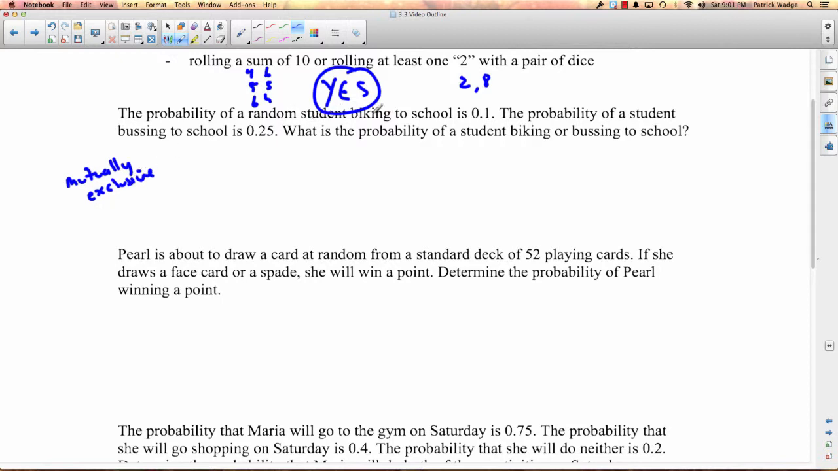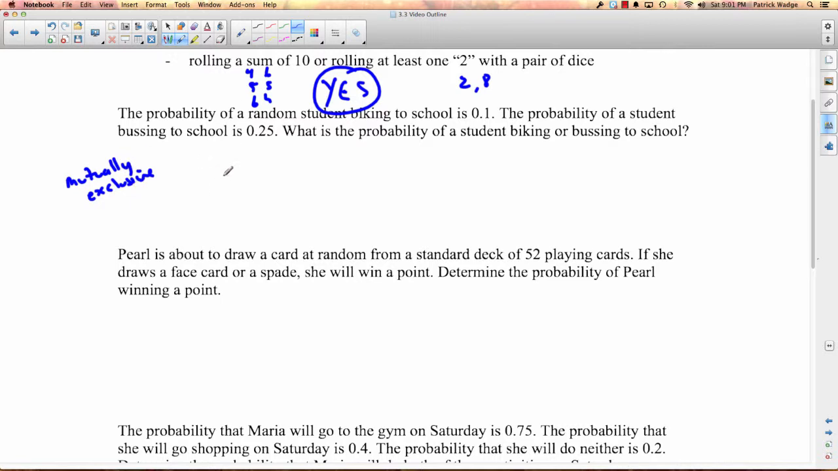And I know we could probably argue about this, but let's just be kind of reasonable about it. If someone's biking to school, are they also busing to school? I know you could say, yeah, some people throw their bike on the bus and then pick it up. Let's just assume that these are mutually exclusive, that at our school there's no one doing that. It's probably true because I don't think the number 5 bus even has a bike rack on it. So yes, these are mutually exclusive.